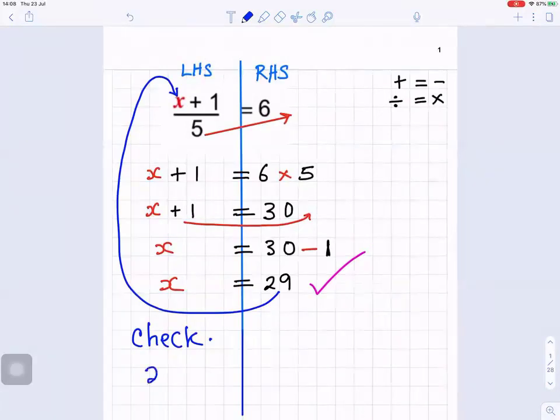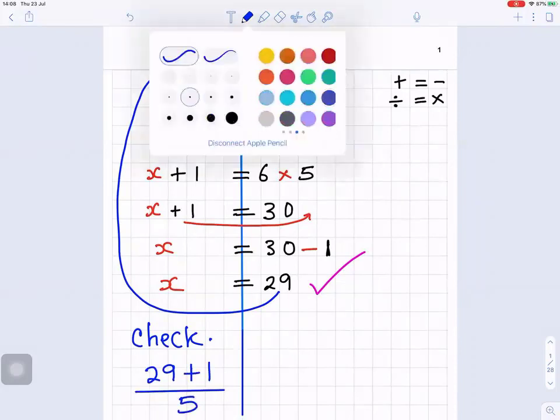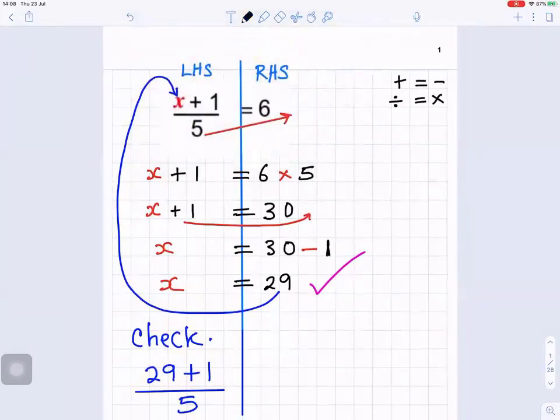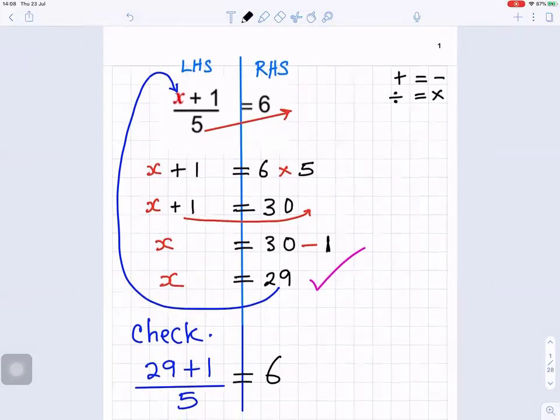Let me put it in a way where you can see the two sides. So we have 29 add 1 divided by 5. Is that equal to 6? Yes, that's correct. Equals 6. So that means it's correct. That's the process.